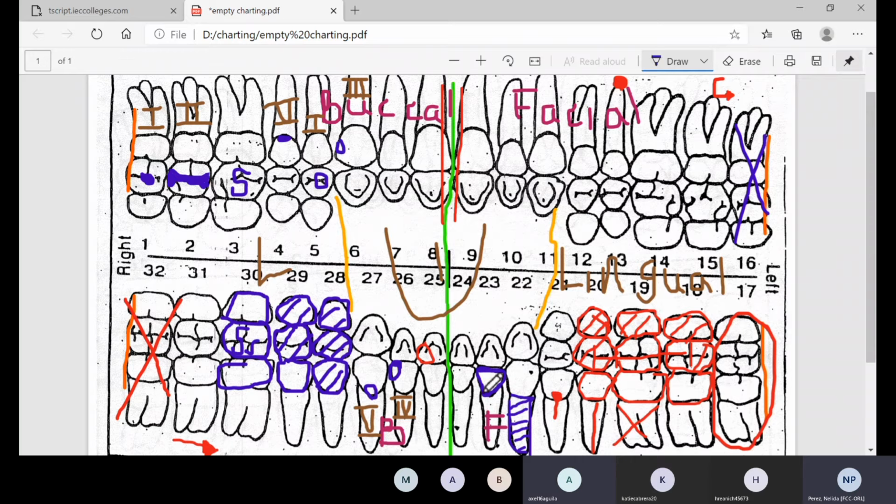If it was in red, it needs a veneer. Now let me just show you something else that's really similar to it. So if I do it on both sides, if you look at number 10, if I do it on both sides, now what does it represent?